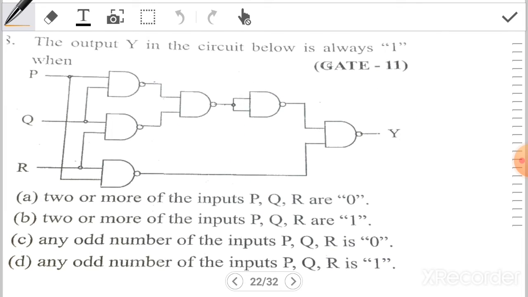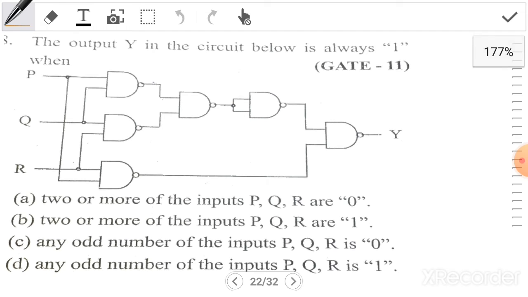The output Y in the circuit below is always 1 when, okay. So output here for this NAND gate is PQ, P and Q complement, and here this is Q and R complement, and for this it is P and R complement. So PQ complement and QR complement.